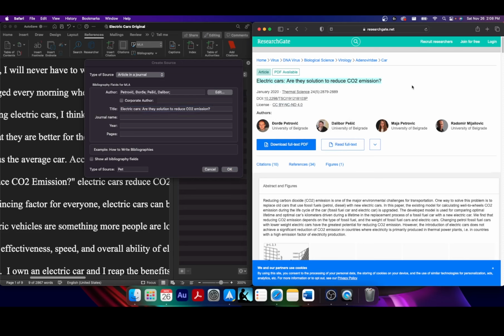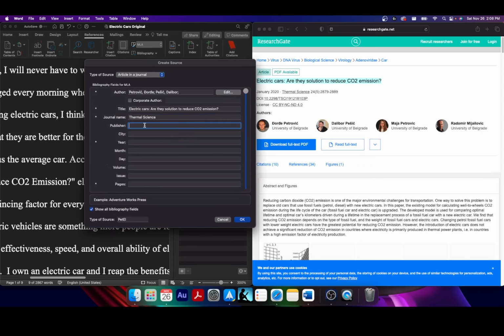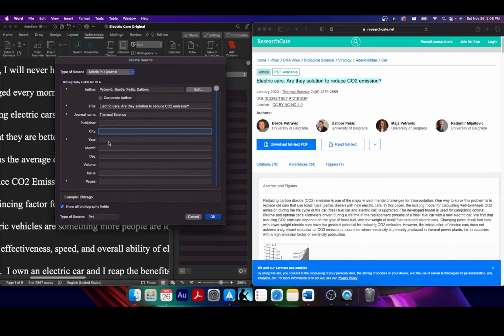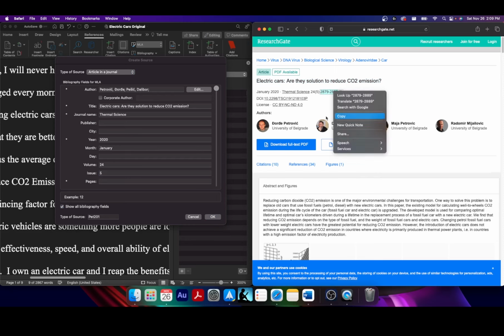Okay, so then we'll copy their title and paste it in. And the journal name, Journal Thermal Science. Okay. So I just changed my keyboard layout, so I'm a little shaky on it. The year, I'm going to show all the bibliographic fields. Year, it was published in 2020. And it was in January. And the volume is right here. Volume and number are like that. So 24 and issue 5. And the pages 2,879 to 2,889.